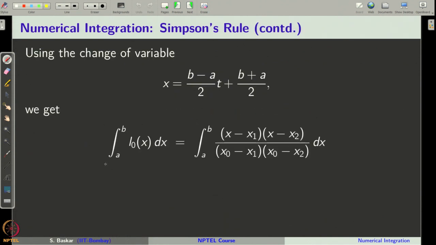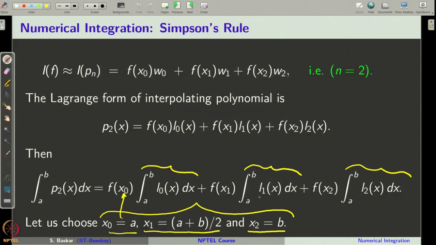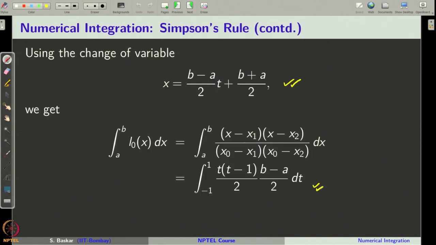First, let us take the integral from a to b of L0 of x dx. L0 is the Lagrange polynomial with k equal to 0, and its expression is given like this, and therefore, this is the integrand. You can see that it is a quadratic polynomial, therefore, you can explicitly integrate it. And just to make the calculation simple, we will make this change of variable here and then integrate it to get the expression for the integral as (b minus a) by 6. Similarly, we have to evaluate this integral as well as this integral.